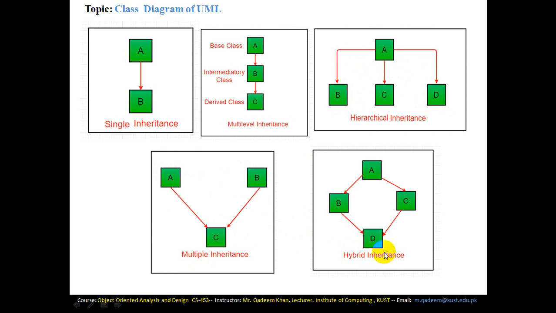This is called hybrid inheritance. Hybrid means that B and C are the children of A, but B and C are also the parents of D. So that means D has the parent B and D also has parent C, but D also has the parent A. So D is the hybrid child of A, B and C all. So this is the hybrid inheritance.